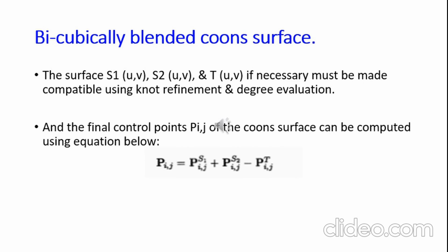The surfaces S1, S2 and T, if necessary, must be made using compatible knot refinements and the degree elevations. And after that, the final control points Pij of the Coons surface can be computed using the equations of Pij, which I already mentioned in the slides before. But here is the final equation that could be used to find the control points Pij.